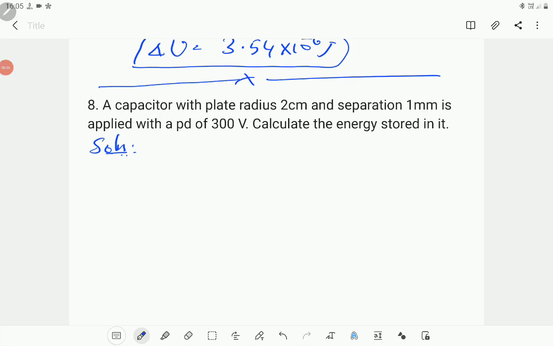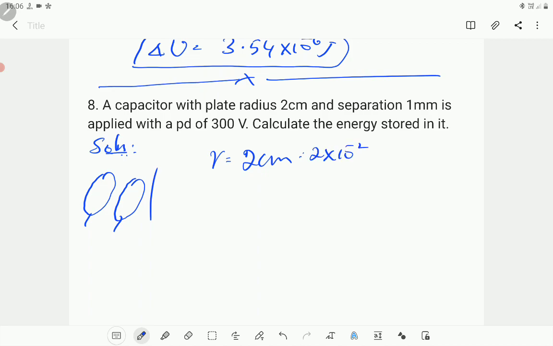Children, the last one in this type: a capacitor with a plate radius 2 cm and separation 1 mm is applied with a PD of 300 volt. Calculate energy stored in it. Here he gives a circular plate capacitor. Circular plate is not mentioned, but from the problem itself you will understand radius means it's a parallel plate. Plates are circular. So he gives a radius, 2 centimeters, therefore 2 10 power minus 2. For area we will make a substitution pi r square. Now first of all find the capacitance.